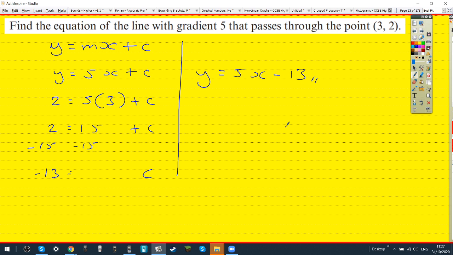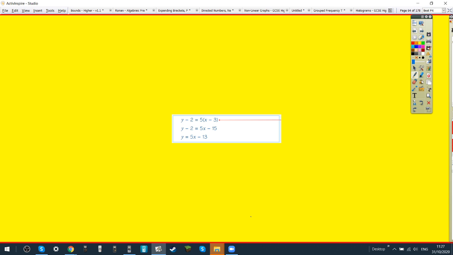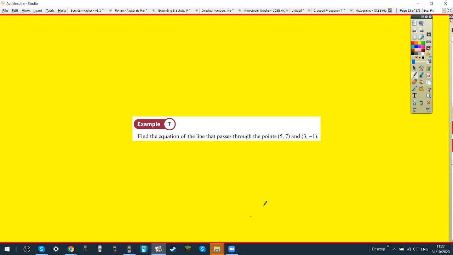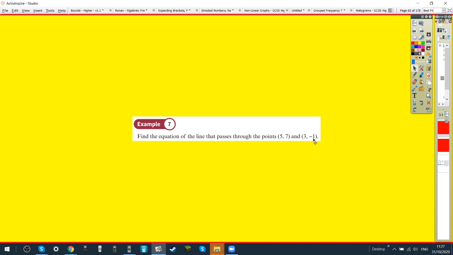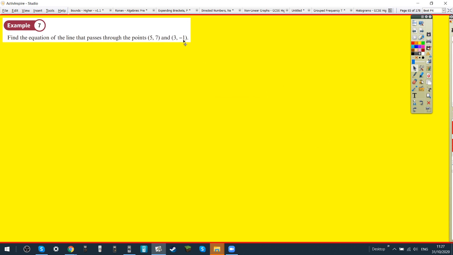And so that's how you can find the c. In general, all straight lines are y equals mx plus c. Therefore, c equals y minus mx if you rearrange it. That's one way to do it. 5x minus 13. Okay, how about this? Okay.